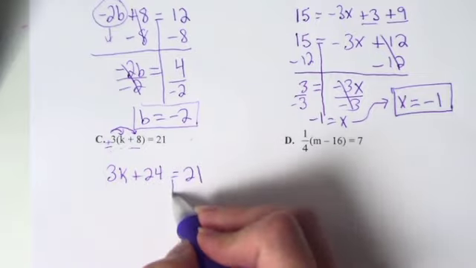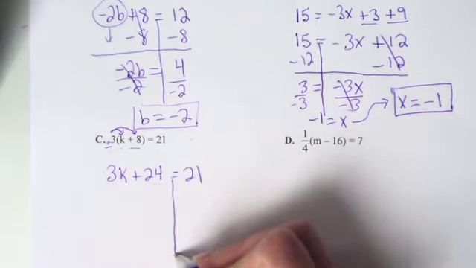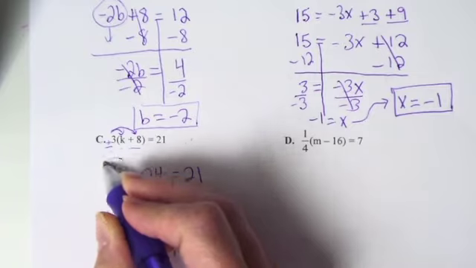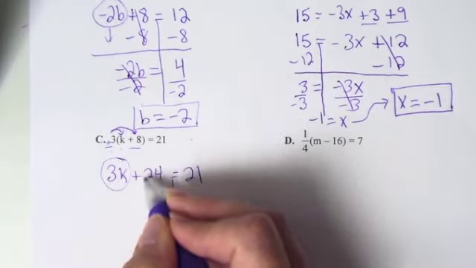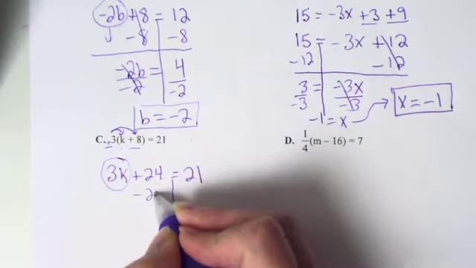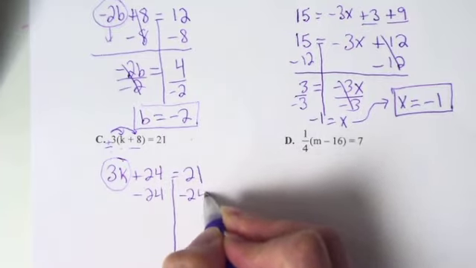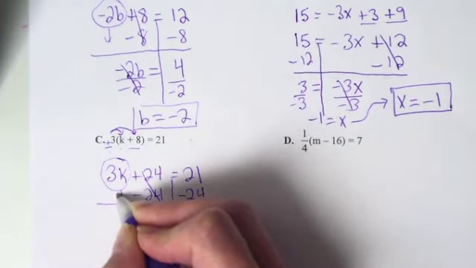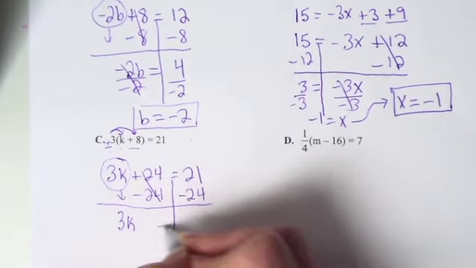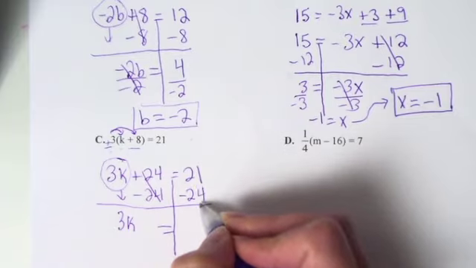So now let's draw our line. Okay, we need 3k as our term with the variable, so it's got to be by itself. So we need to get rid of this 24. So we subtract 24 from both sides. All right, the 24's cancel. Bring down your 3k. So we get 3k equals 21 minus 24.